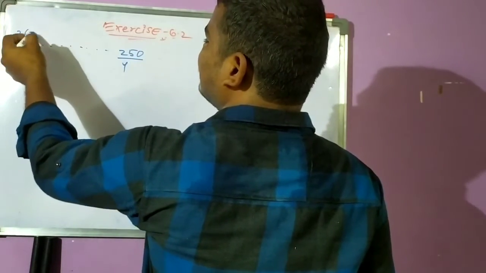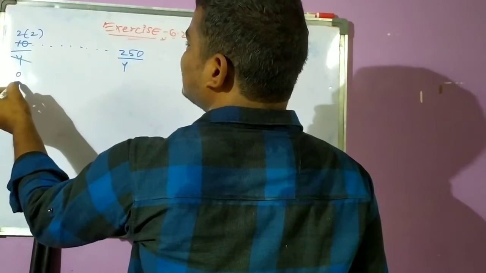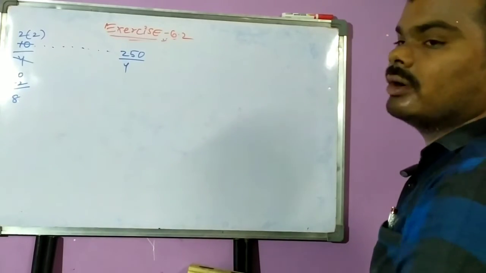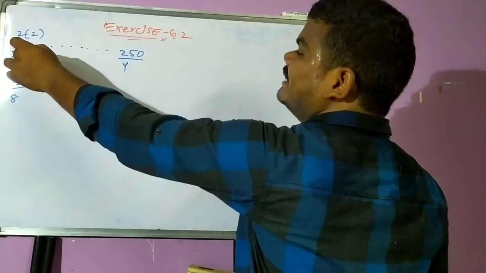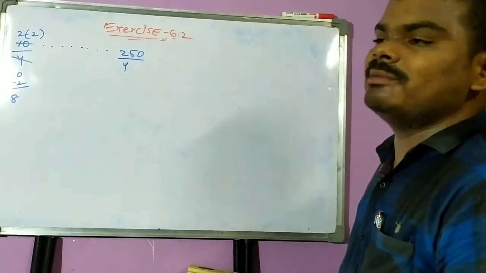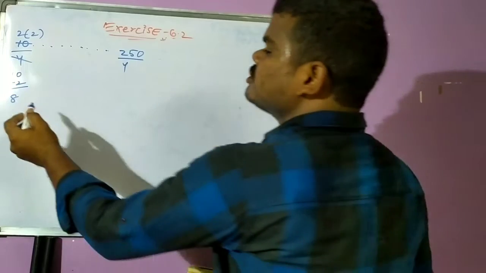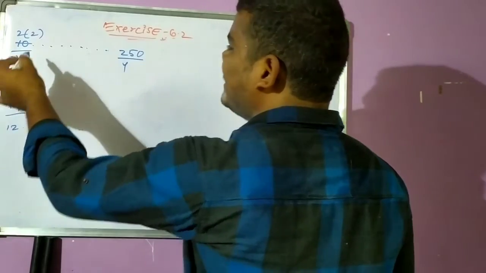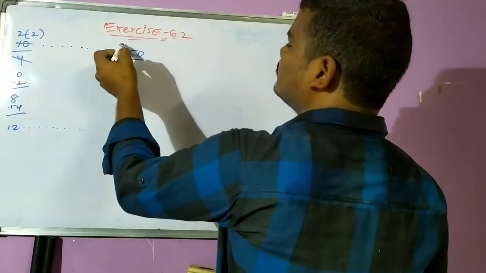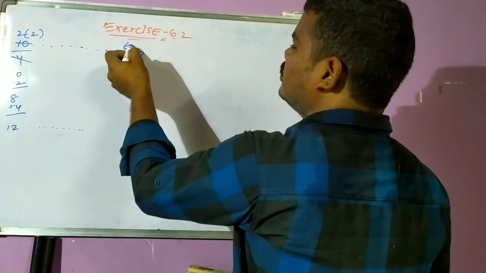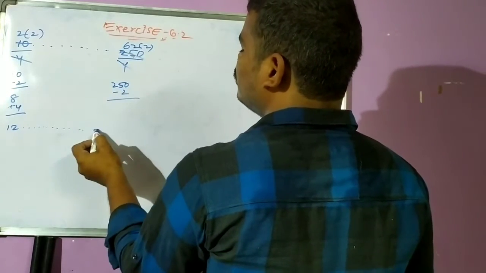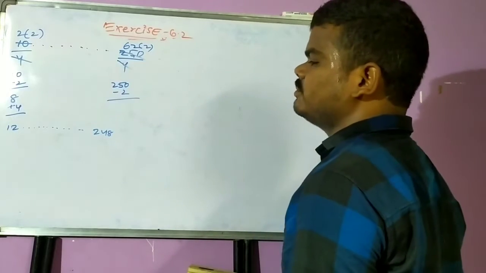4 twos are 8, remainder is 2. So 10 minus 2 is 8. 8 is divisible by 4, but it is not lying between 10 and 250. So which number is divisible by 4 after 8? 12. 12 is the first number which is divisible by 4 here. For 250, 4 twos are 8 and the remainder is 2. So 250 minus 2, 248 is the last term which is divisible by 4.